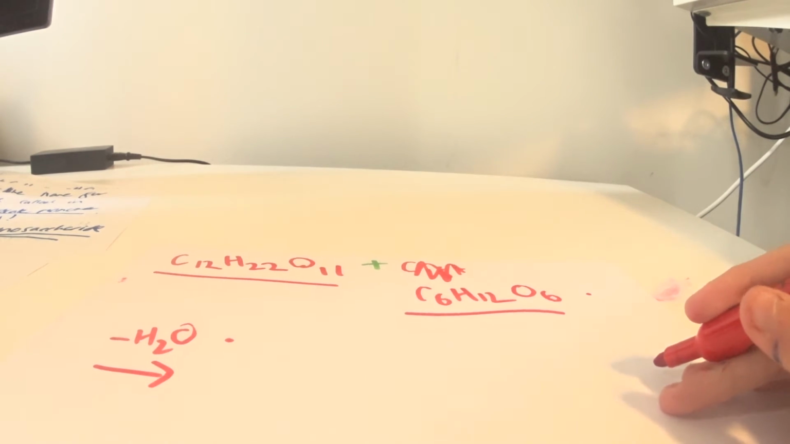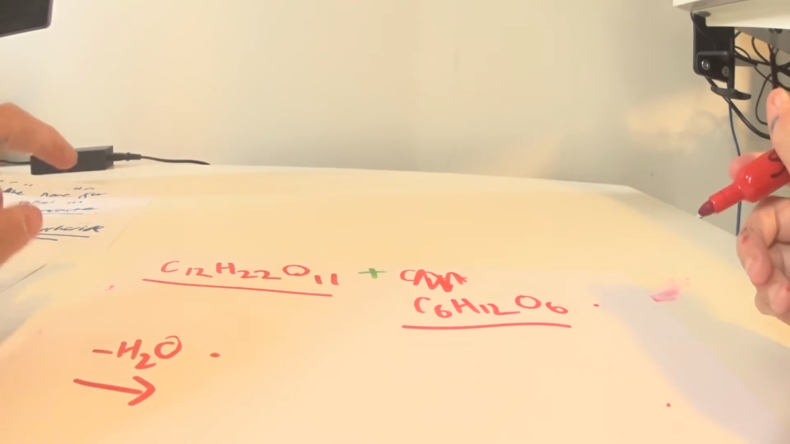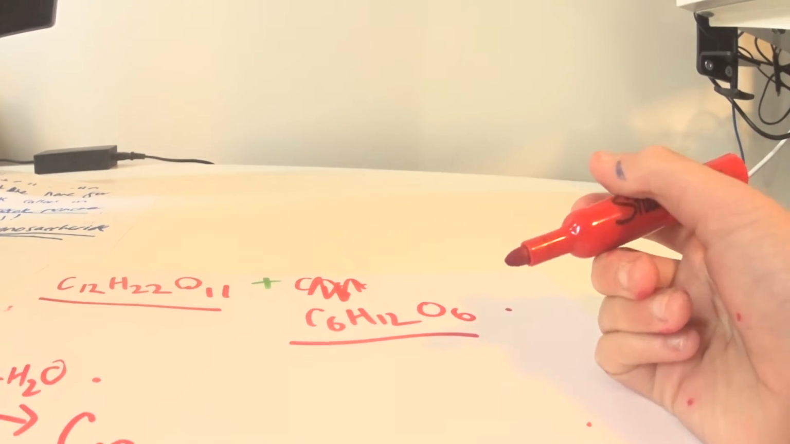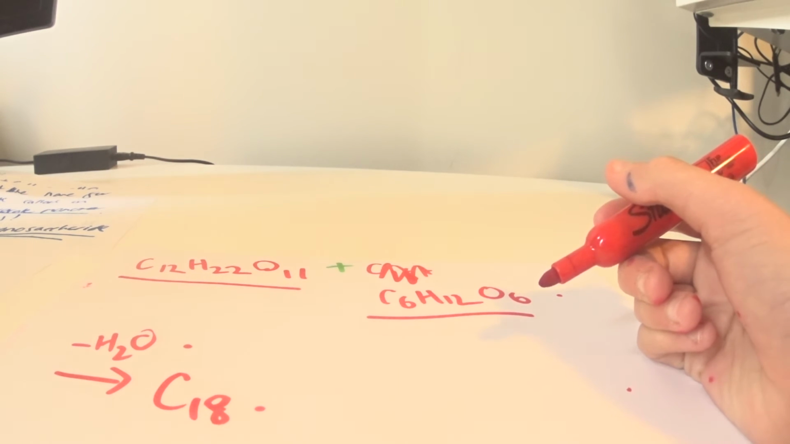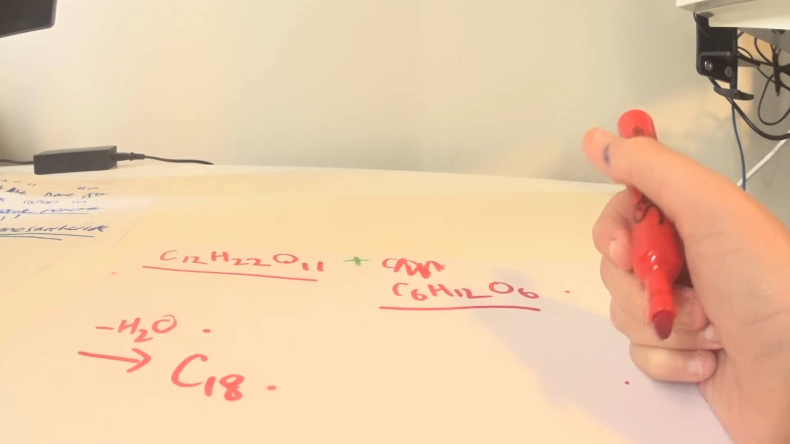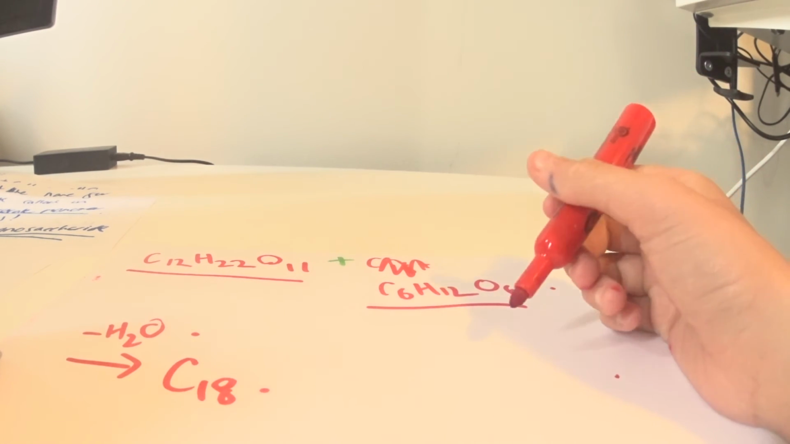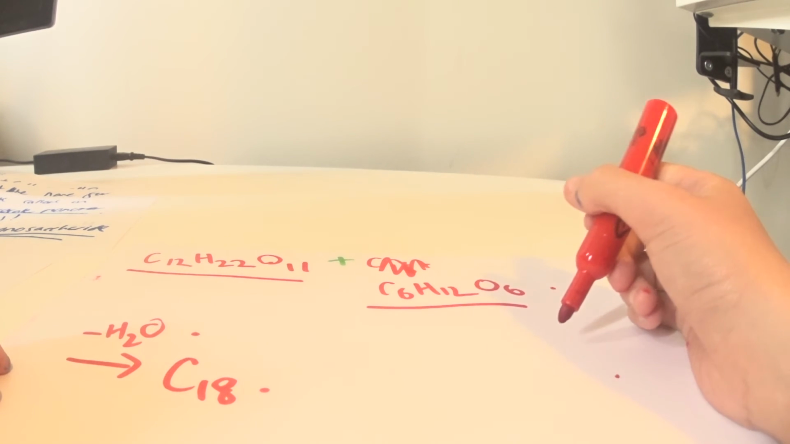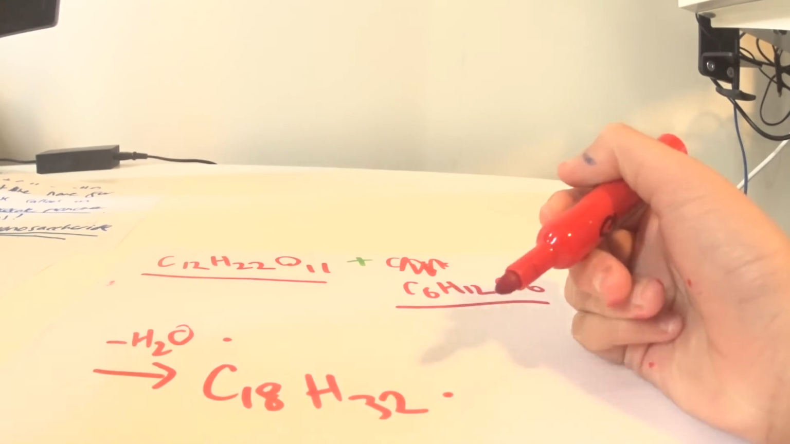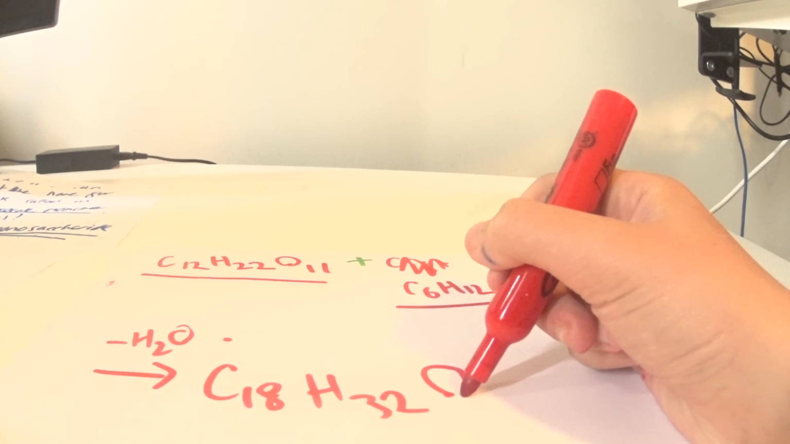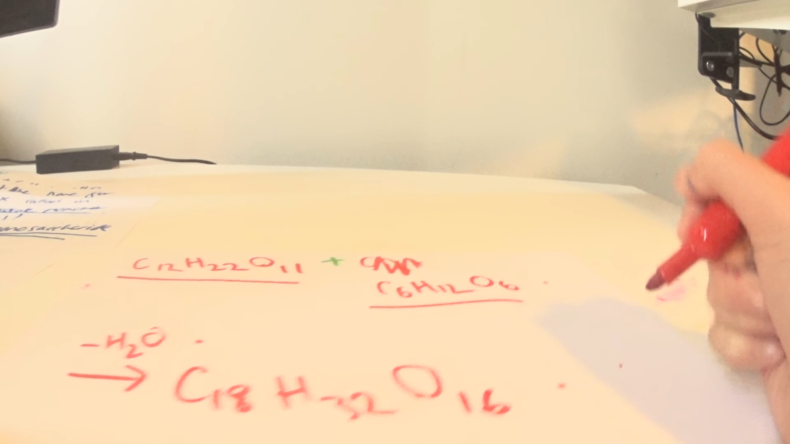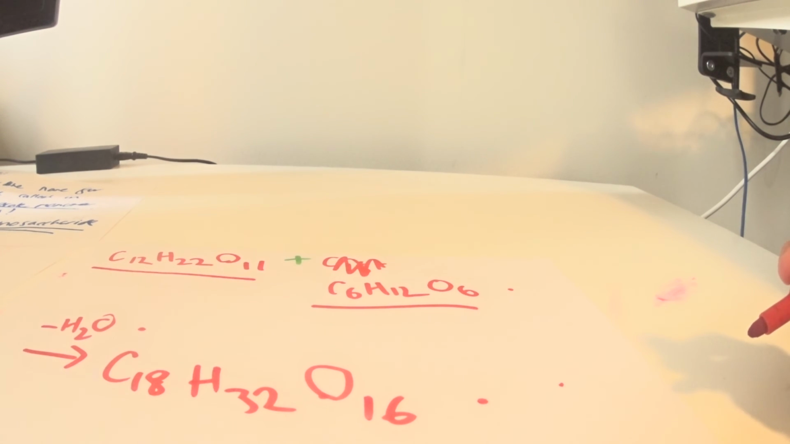So what do you think this one's going to be? What's C12 plus C6? C18. Then we're going to have H22 plus 12 is 34, minus 2, H32. And we're going to have O11 plus 6, which is 17, minus 1, O16. That's going to be our next molecule, C18H32O16.